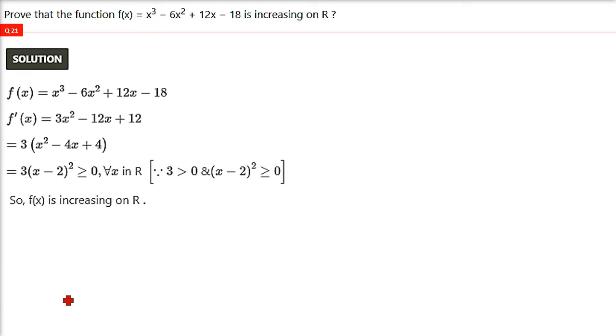Now how are you going to write about it? 3 is greater than 0, it is a constant. x minus 2 whole square is greater than or equal to 0. So f(x) is increasing on R. So this is increasing. So in real numbers, this function indeed is increasing.